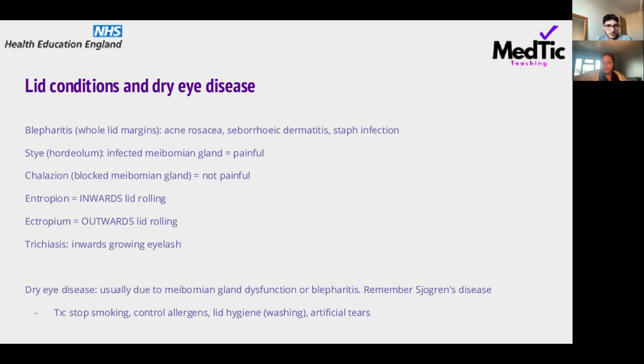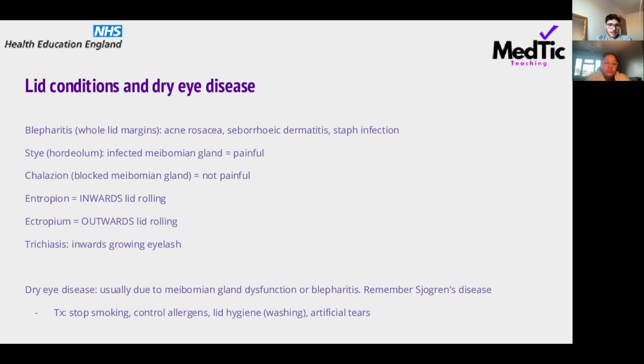So blepharitis, which is inflammation of the lid margins. It's dry, crusty eyelid margins, associated with acne rosacea and also seborrheic dermatitis. It's almost like those seborrheic dermatitis symptoms, but just on the eyelid margins. You can also have staph infections with that as well.